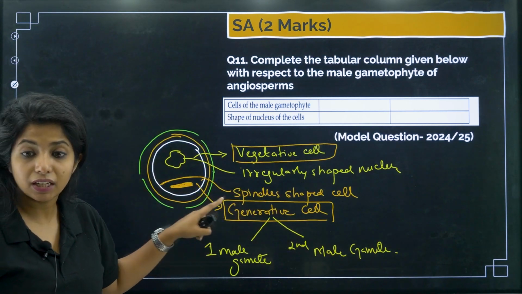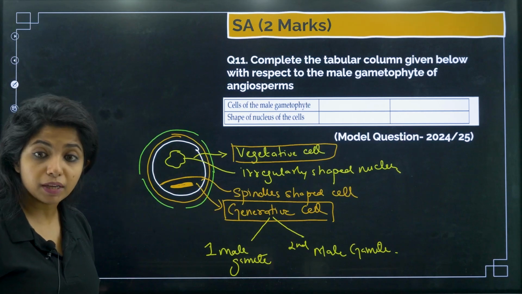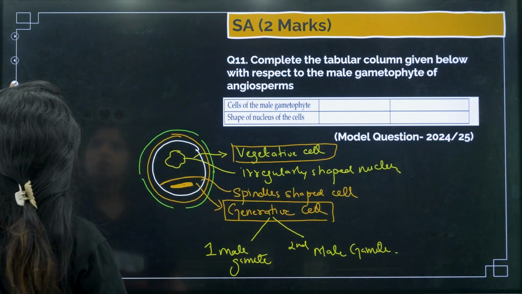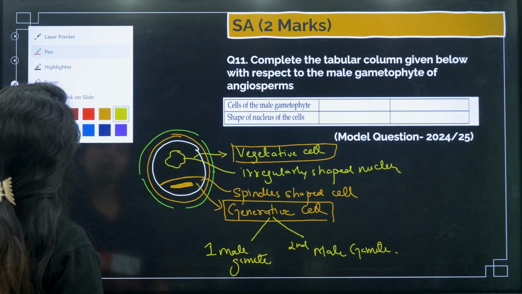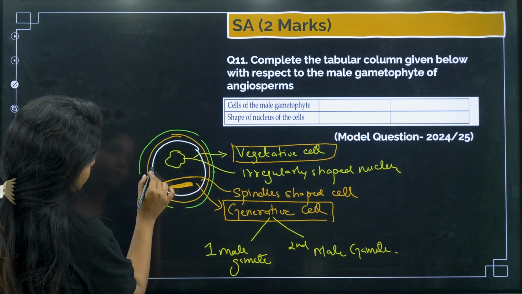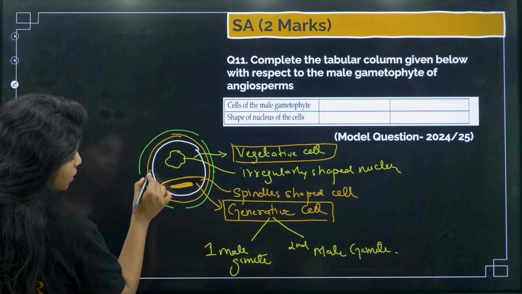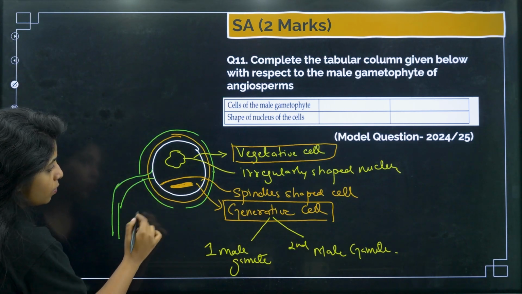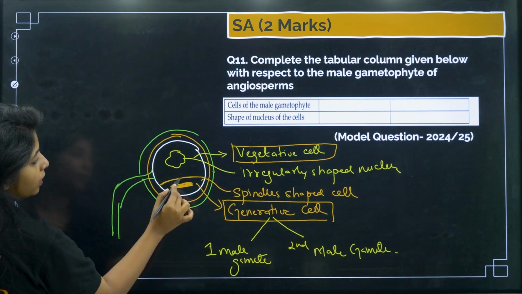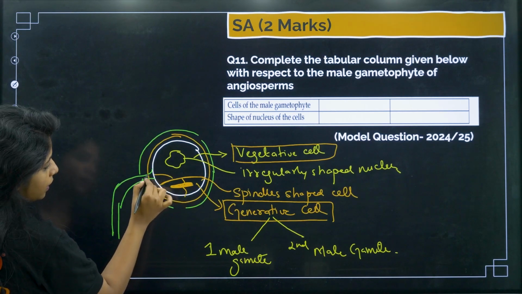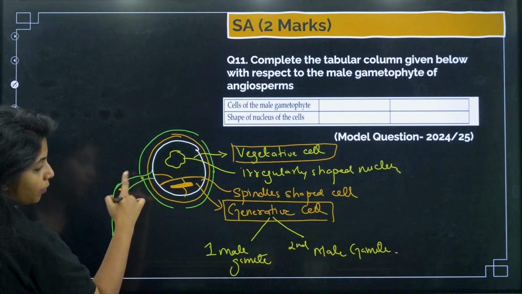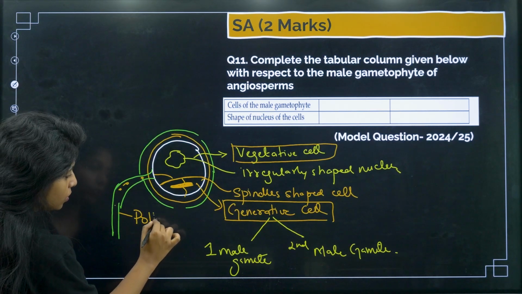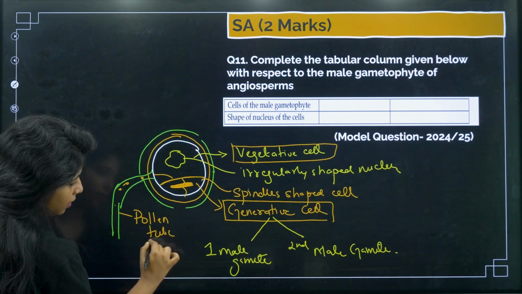This is the generative cell that will be giving rise to the gametes later on, and this vegetative cell will be helping in the formation of the pollen tube. What is a pollen tube, children? Pollen tube is something that will be carrying the gametes. So the gametes which are formed later will be transported with the help of the vegetative cell's pollen tube. This pollen tube is formed because of the vegetative cell.